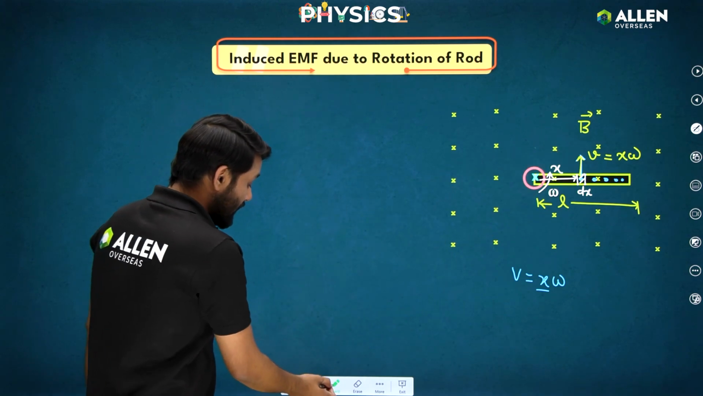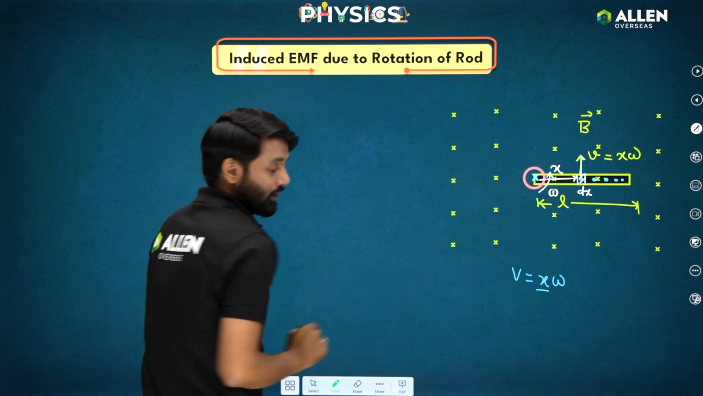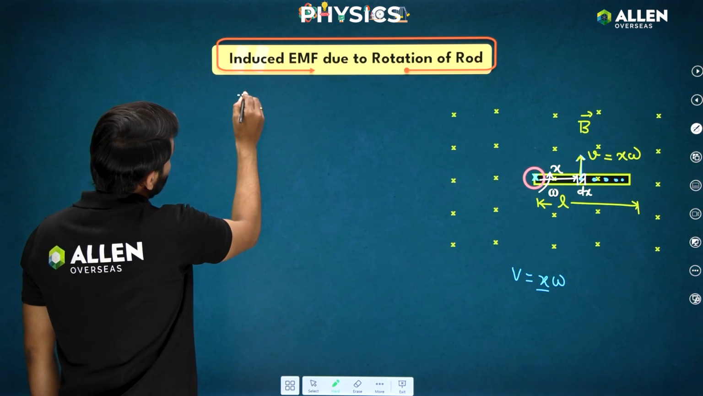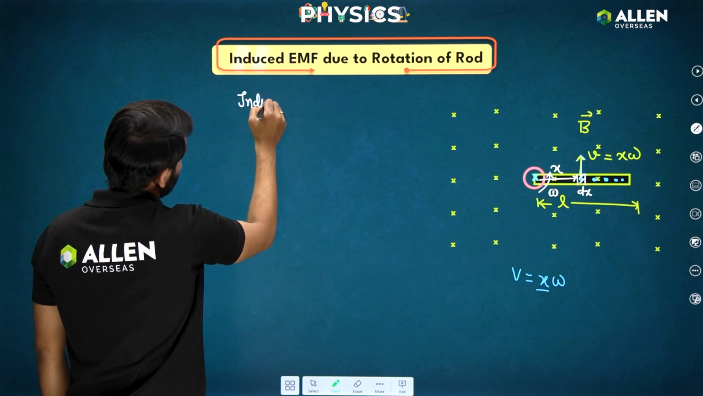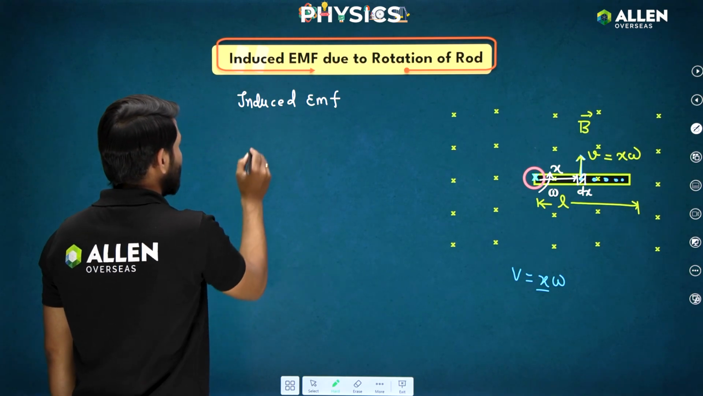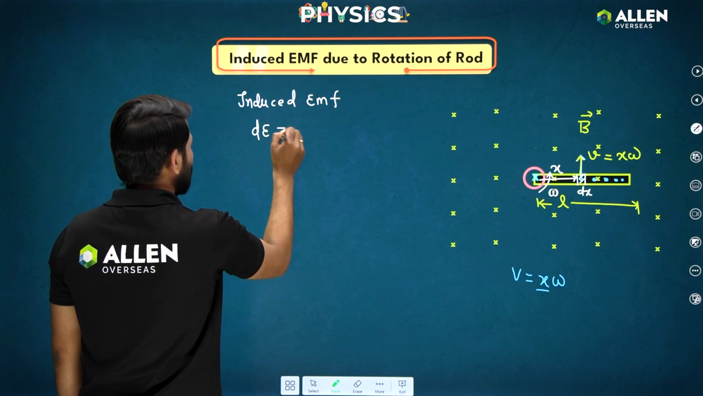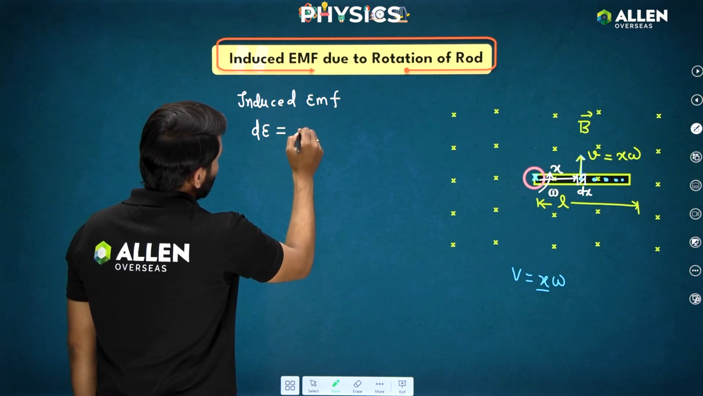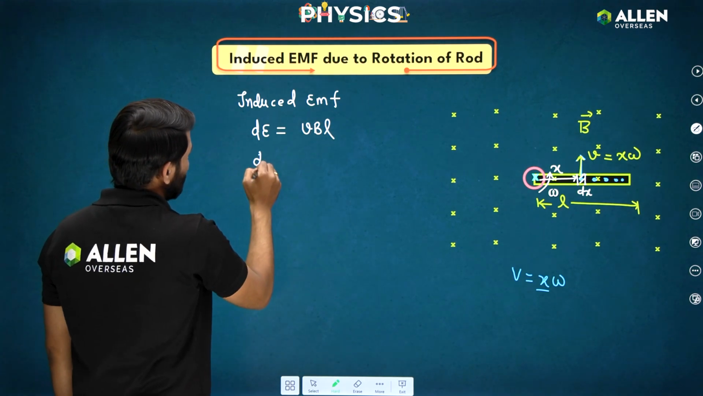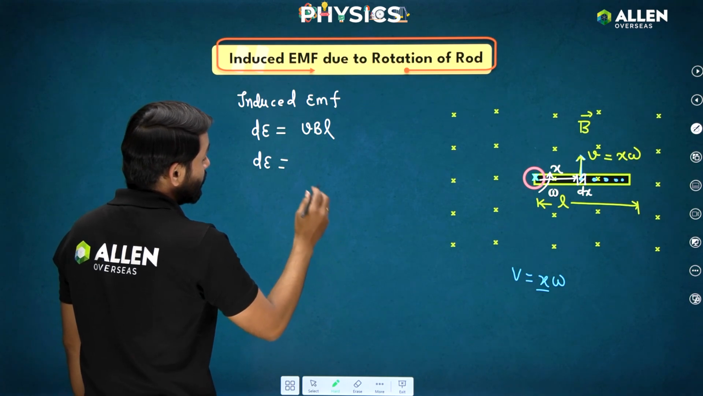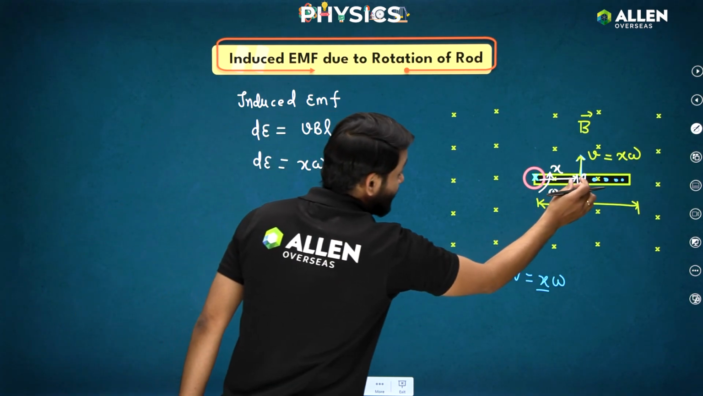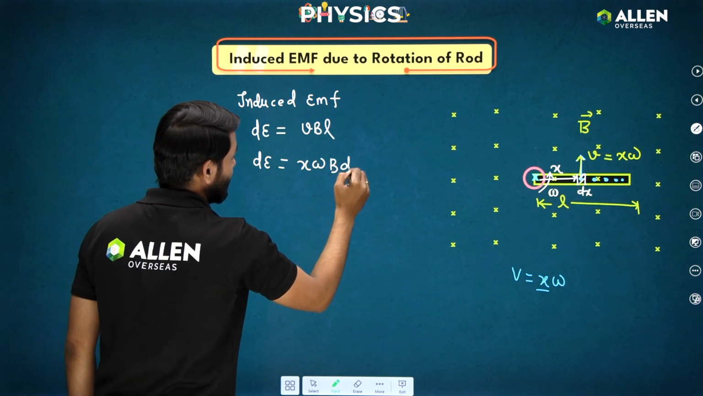Okay, students. So in this small element, if you calculate induced EMF, dE is equal to, you know the formula, VBL, right? So dE is equal to V. V is x omega, B is B, and L is length. Length is dx. Is that clear?